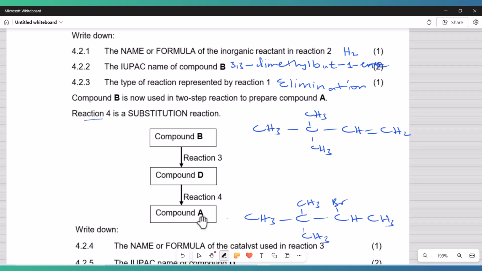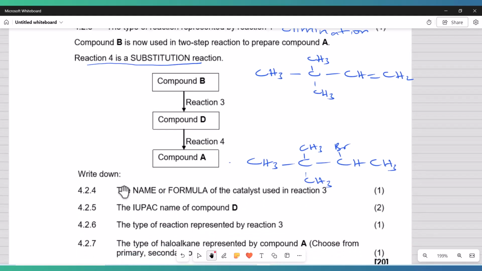Reaction 4 is what? Substitution reaction. And then they say, what must we do? Let's check it here. Write down the name or formula of the catalyst used in reaction 3. Now from the alkene, they're saying reaction 3, compound B, and they say reaction 4 is substitution.